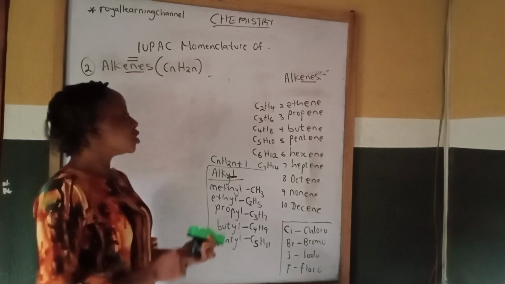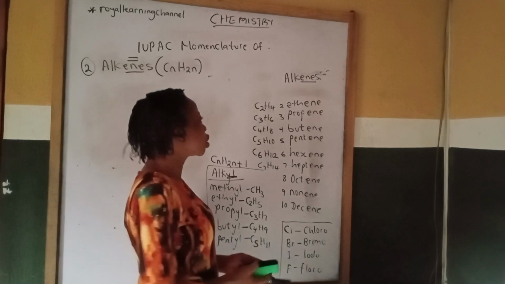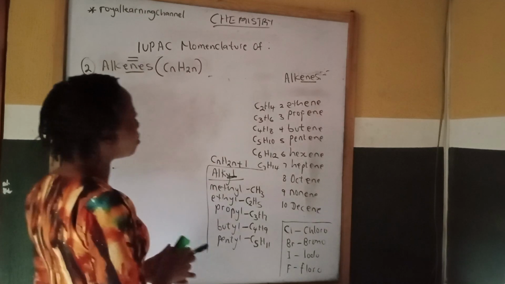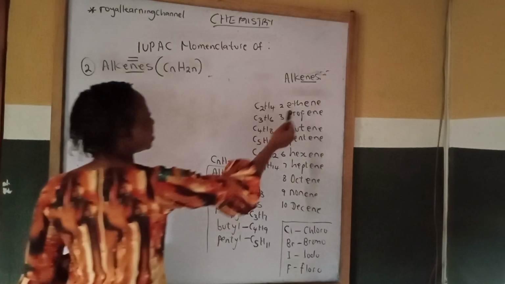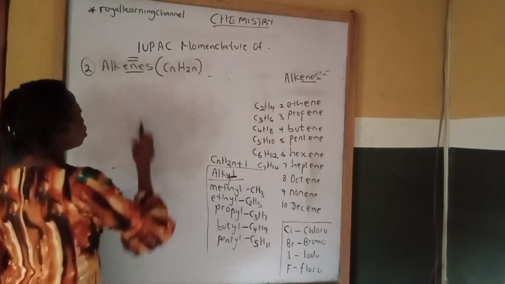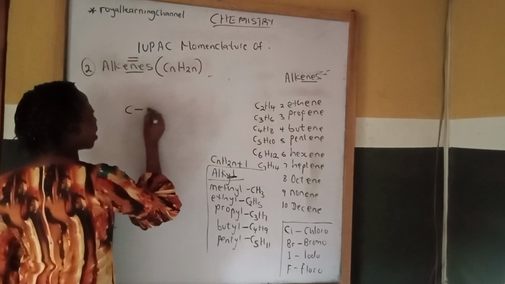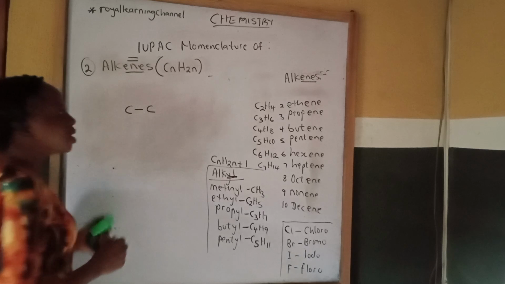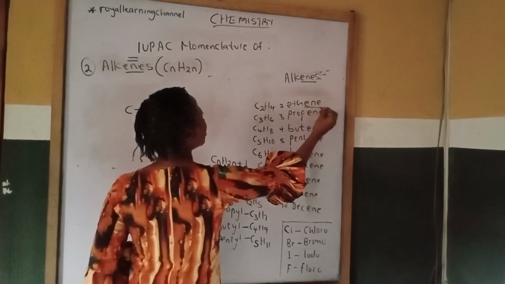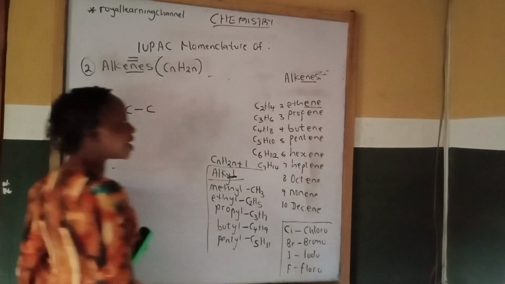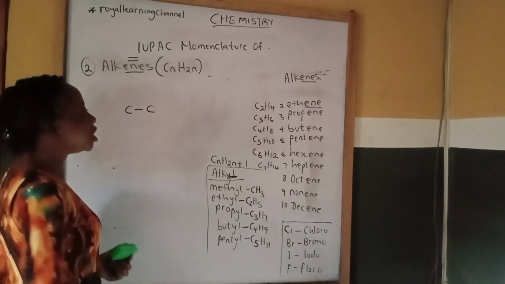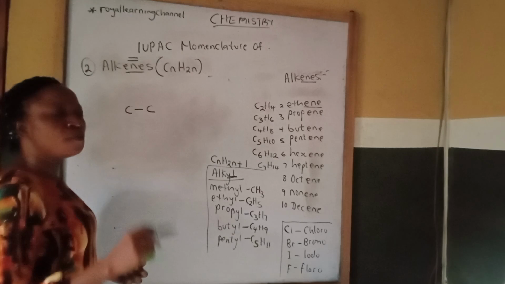So how can we draw the structural formula for members of alkene, like ethene now? Ethene is having 2 carbon atoms, and the carbon atoms must be joined together by a chemical bond. Then don't forget that your ene from this ethene means double bond. It means double bond. Then the double bond must exist in between what?